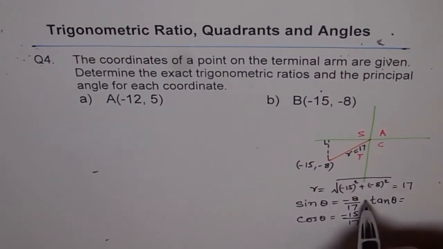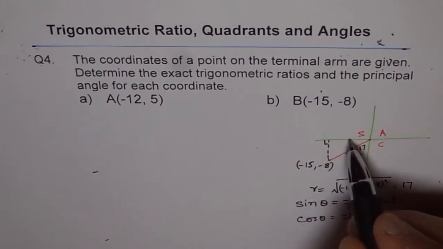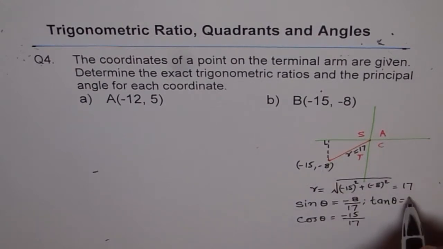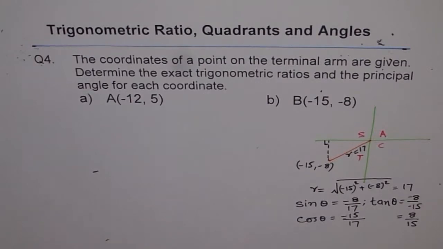Let's check. Tan theta is opposite over adjacent. Opposite side is minus 8, the y value, divided by minus 15. Do you see that? Minus and minus cancel out, and you get 8 over 15 as your answer, right? So these are your primary trigonometric ratios.